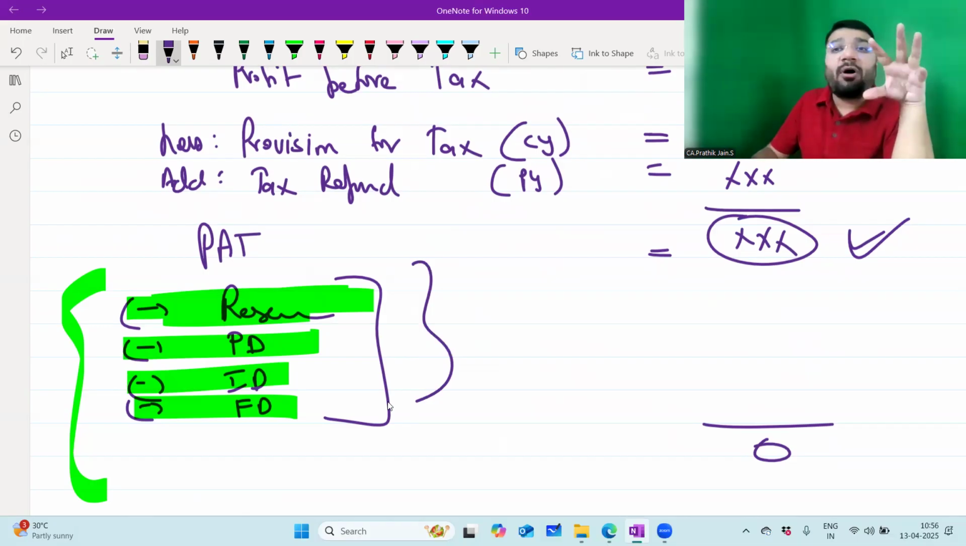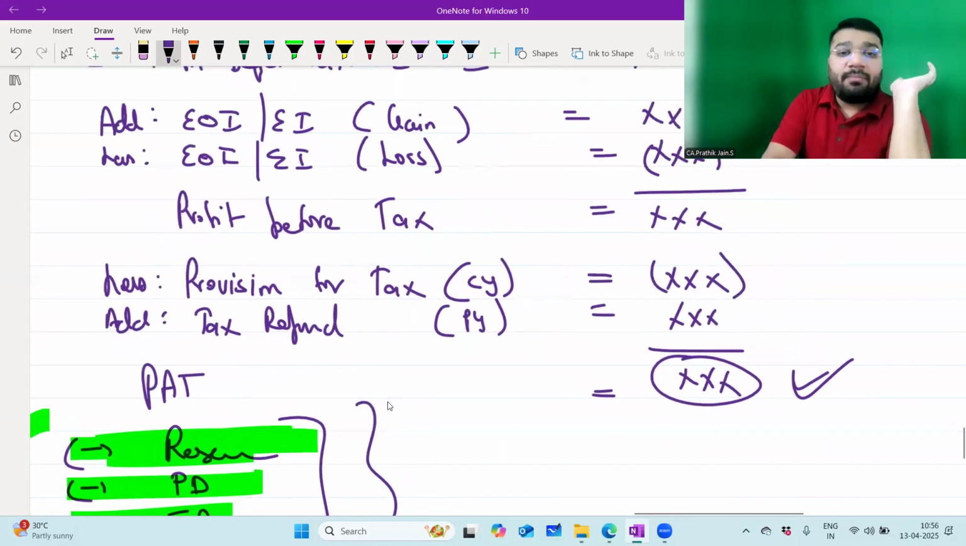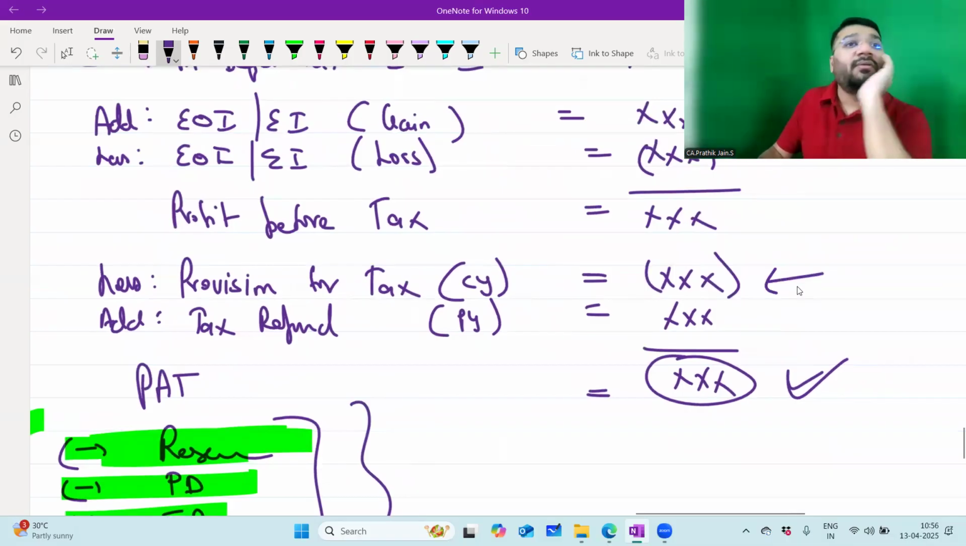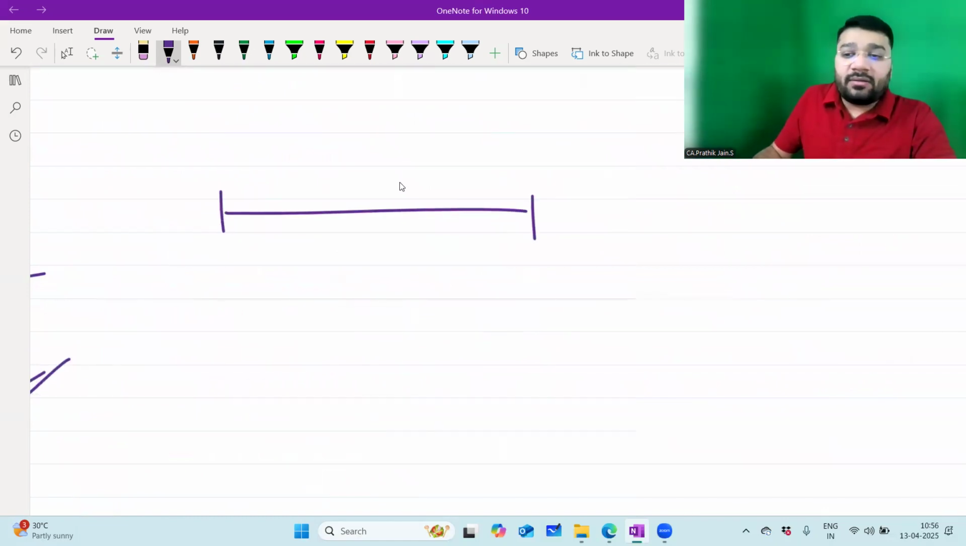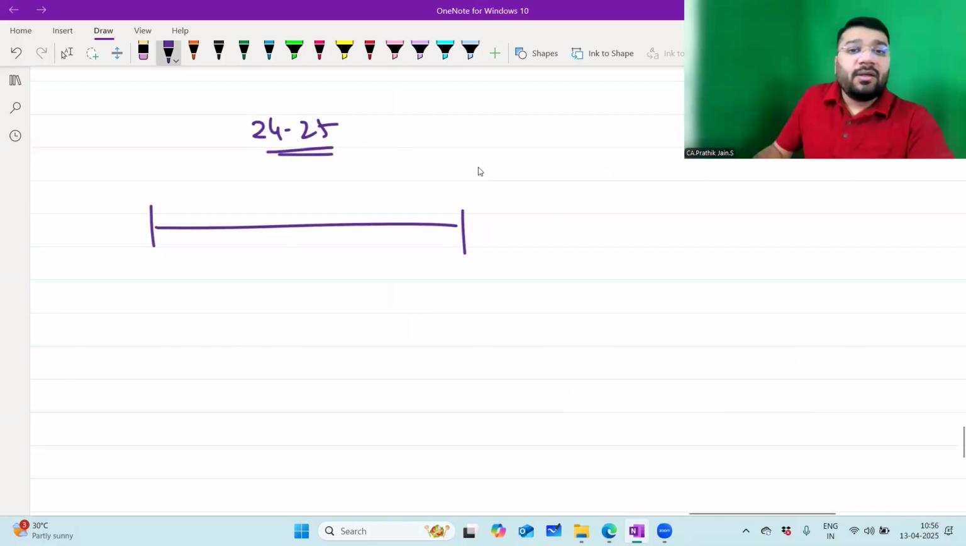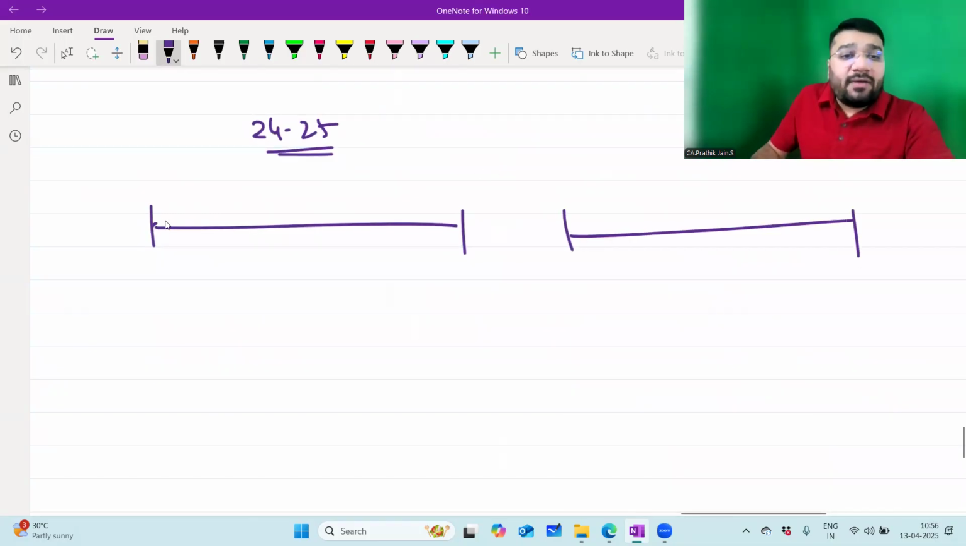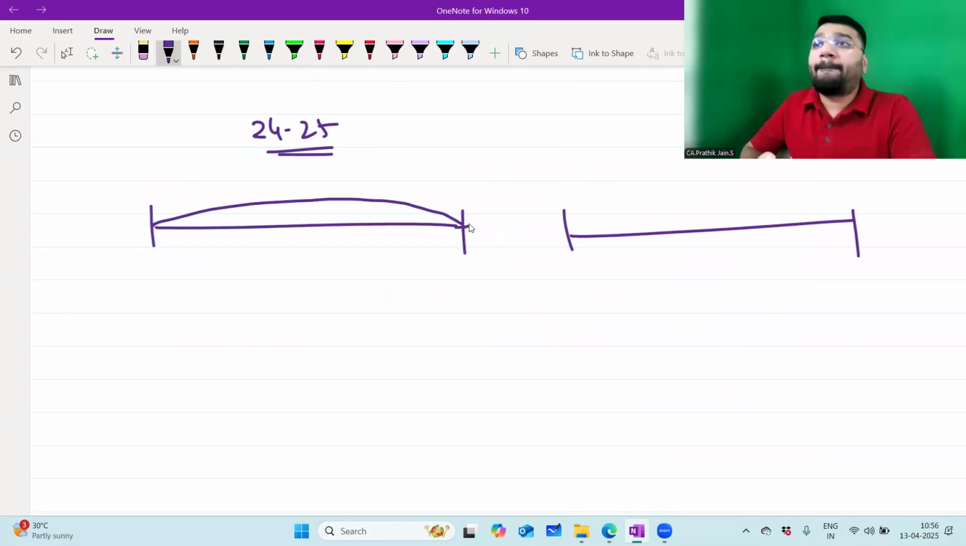Now, in this format, if you have any doubts, please ask me. Somebody had a doubt: sir, why is provision for tax coming in here? Let's do a quick recap. This is the current year. Which current year has just gone by? 24-25. Wonderful. From this date to this date in 24-25, the business has been running on a day-to-day basis and the company has made huge profits. Correct? As per income tax rules and regulations, you're supposed to file the income tax return.